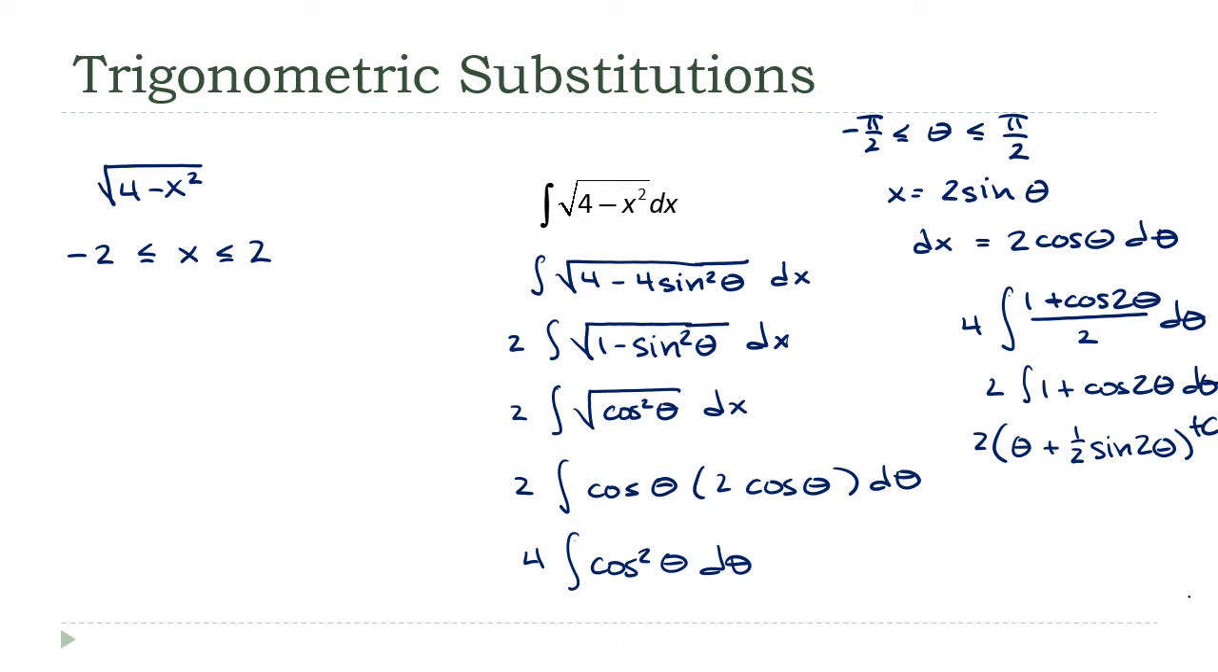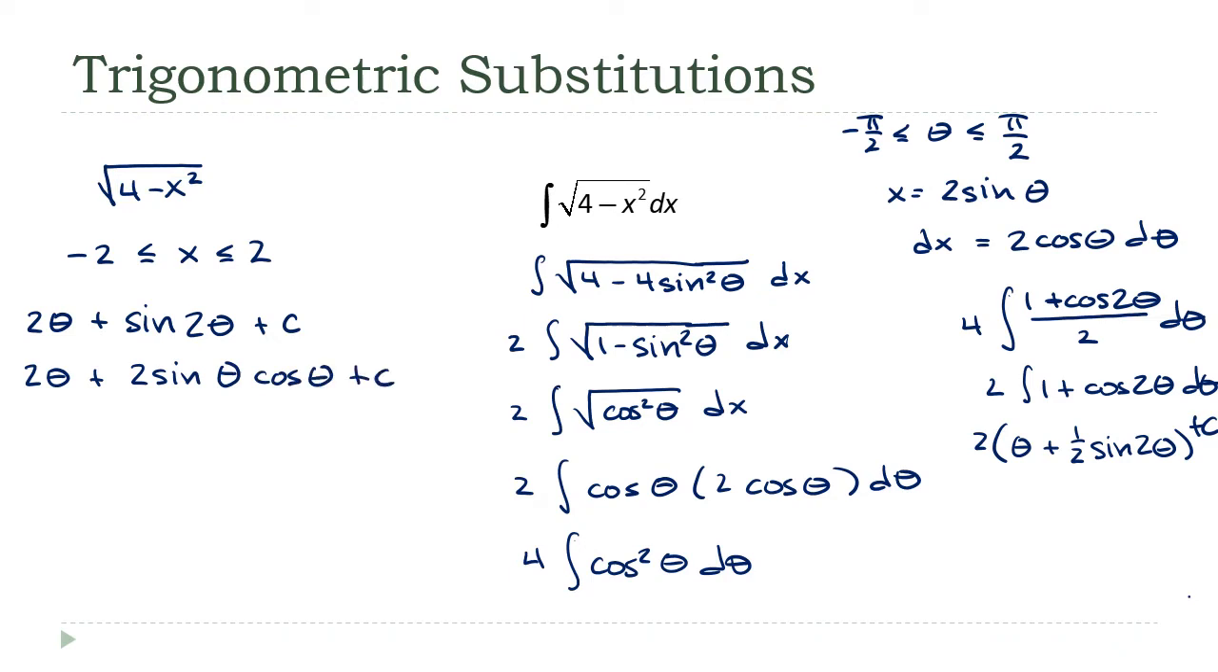And that's nice, but I don't want theta, right? I want this to be in terms of x. Okay, so here's what I'm going to do. First I'm going to distribute that 2 in there. Sorry, I'm out of room down there. So this is going to be 2 theta plus sine 2 theta plus a constant. Sine 2 theta is 2 sine theta cosine theta. Right, so this is 2 theta plus 2 sine theta cosine theta plus a constant.